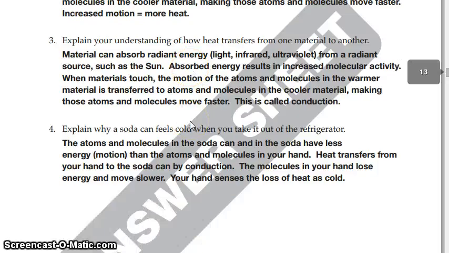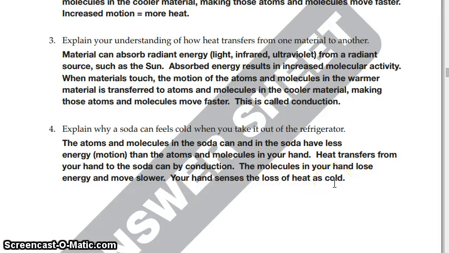The last question, and I really like these questions, especially this last question, very practical application of how heat transfers. So explain why the soda can feels cold when you take it out of the refrigerator. The atoms or molecules in the soda can have less energy or less motion than the atoms or molecules in your hand. Heat transfers from your hand to the soda by conduction. The molecules in your hand lose energy and move more slowly. Your hand senses this loss of heat or loss of energy as cold.